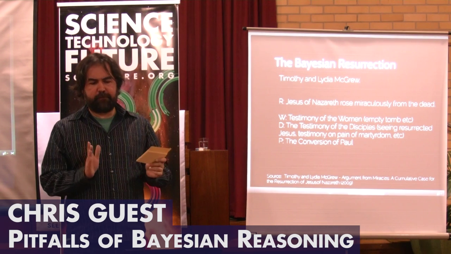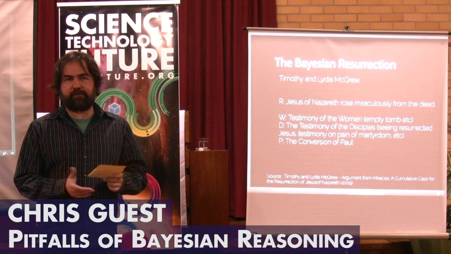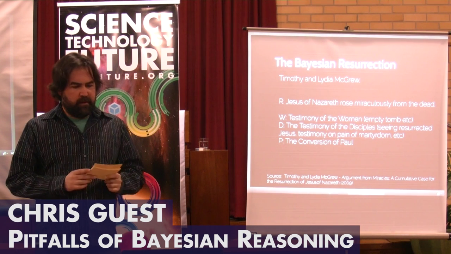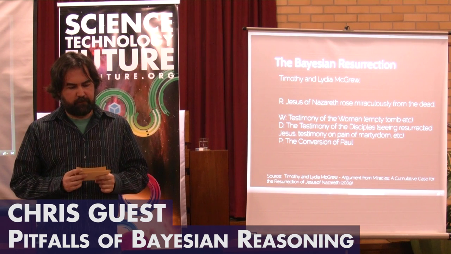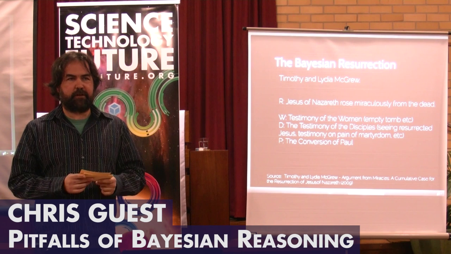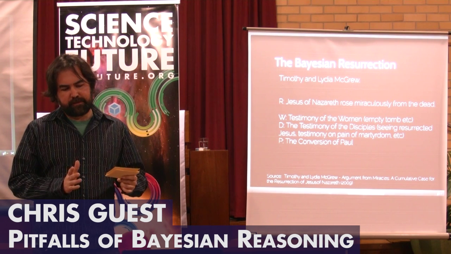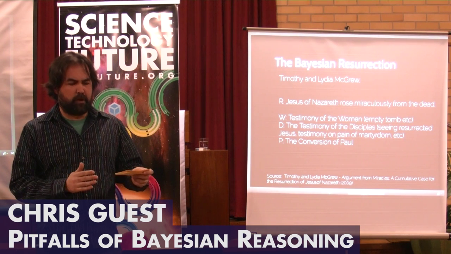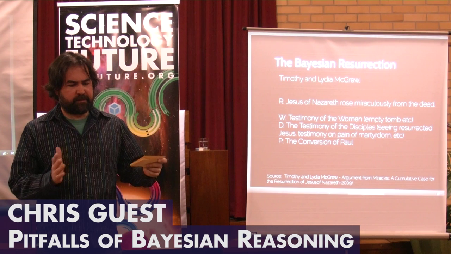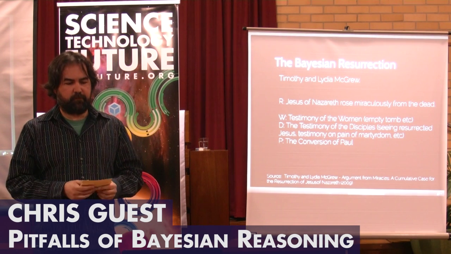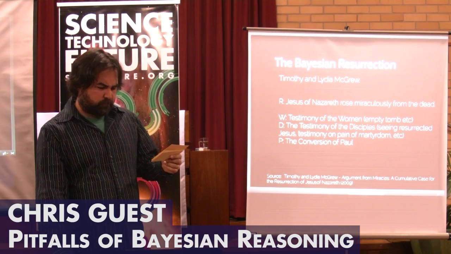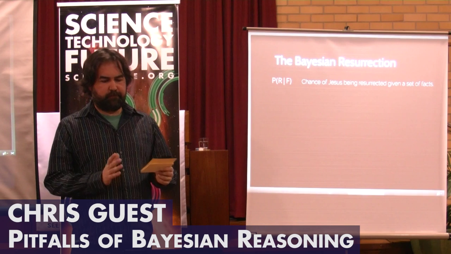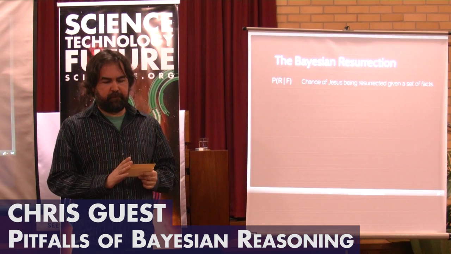And they bring up three different types of evidence: the testimony of the women, such as the empty tomb and the strange and miraculous visitors that they saw; the testimony of the disciples. They're a bit loose in their interpretation. I think they count about 13 disciples and associated witnesses who saw the resurrected Jesus, who maintain their testimony on pain of martyrdom and so on. And thirdly, the miraculous conversion of Paul, who witnesses Jesus on the road to Damascus and so forth. So they set out to find the probability of a resurrection given this set of facts.